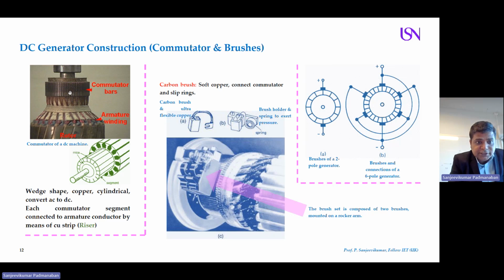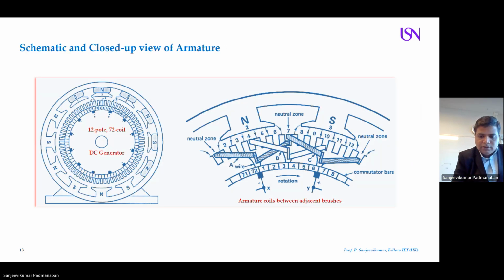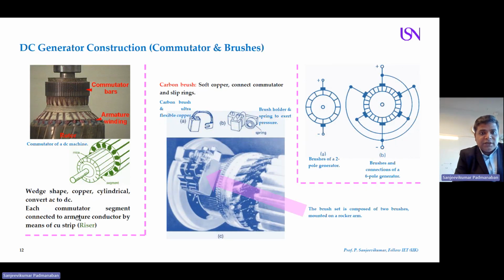The commutator will convert all the AC into DC, and usually it is wedge shaped, a copper material in a cylindrical structure. Each commutator segment is connected to a copper strip. You can have a look, these are the copper strips, and these copper strips are called risers. Each segment combined together is called the commutator. The complete setup is the commutator. As the number of commutator segments increases, you can make the AC voltage generated in the armature more DC at the output.